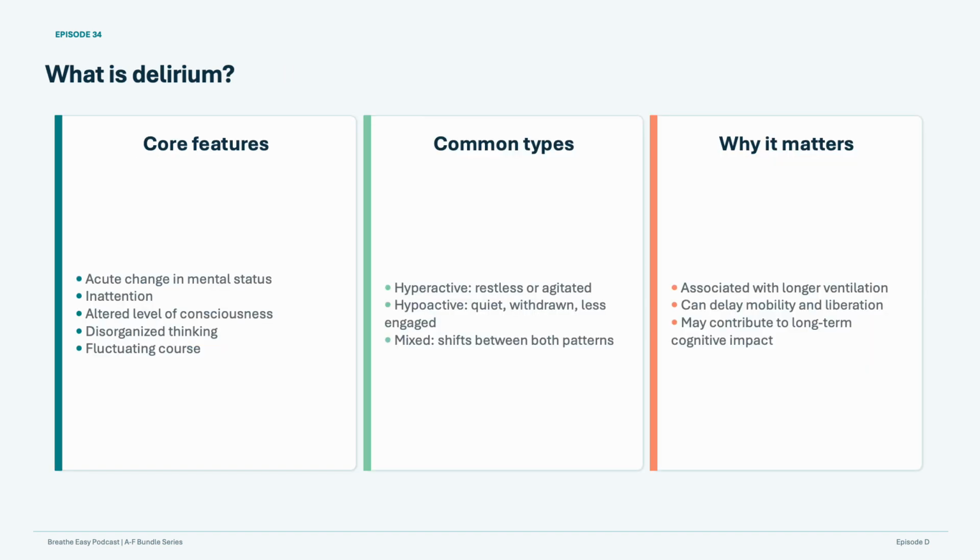Delirium is an acute change in mental status. It often includes inattention, altered level of consciousness, disorganized thinking, and a fluctuating course. It can be hyperactive, where the patient is restless and agitated, or hypoactive, where the patient is quiet, withdrawn, or difficult to engage, or it can be mixed. A key point for the bedside is that delirium is not simply confusion. It is acute brain dysfunction, and in critical care, it's linked to ventilation, mobility, safety, and recovery.